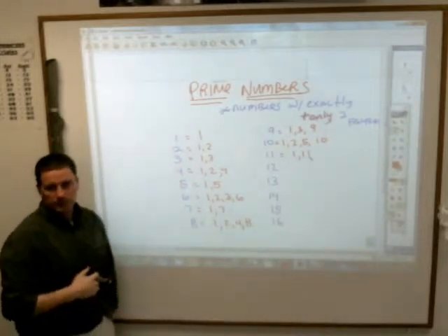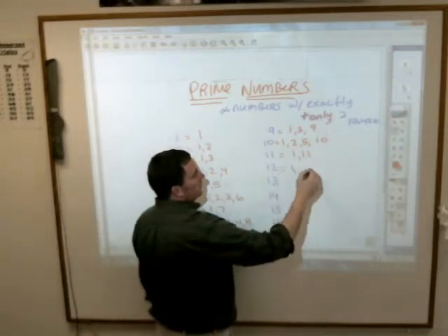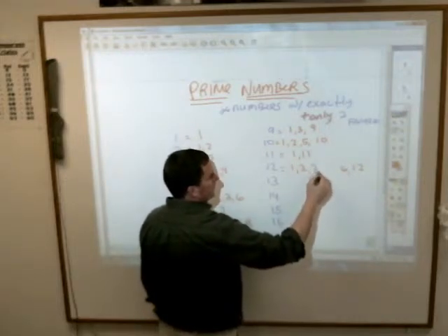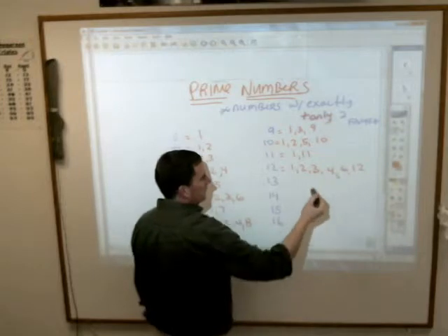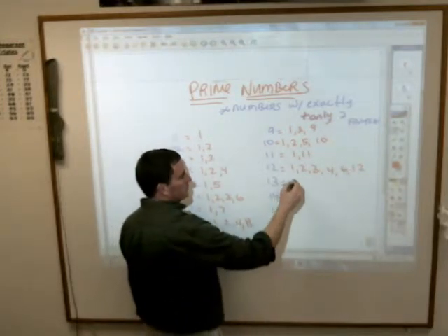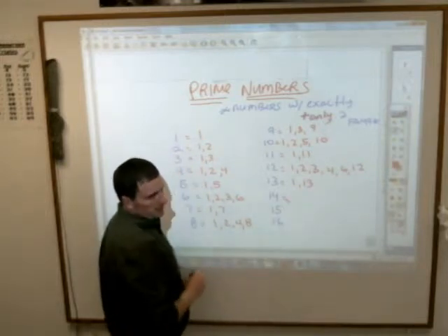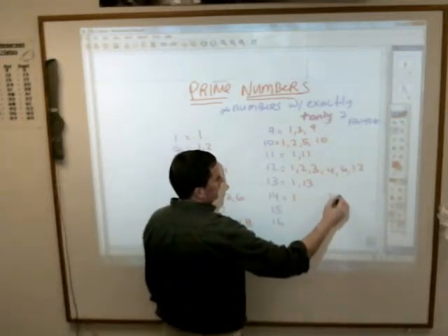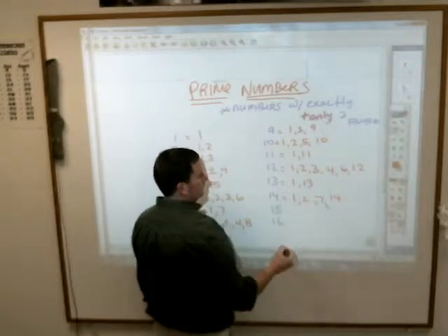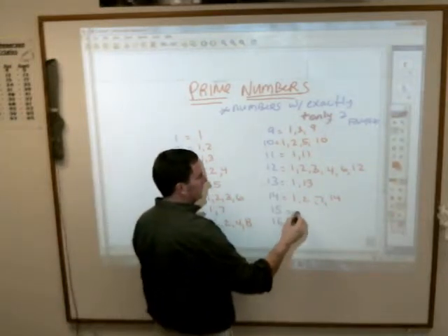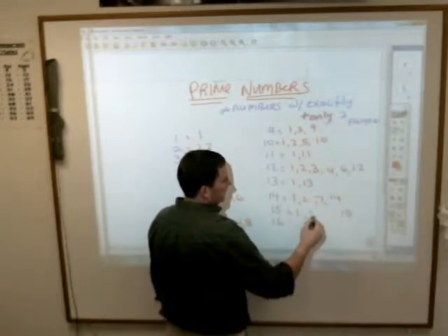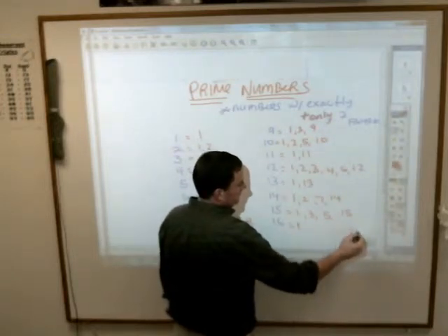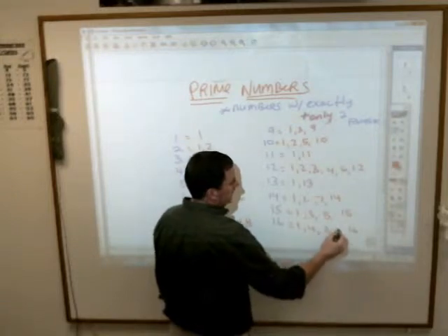Factors of 12. 12 has a bunch of factors. Let's start off with 1 and 12. What else gives you 12? 2 times 6 and 3 times 4. Factors of 13. Just 1 and 13. Factors of 14. Nick? 1 and 14. 2 and 7. Good. Factors of 15. I'll just write them down there. 1 times 15 and 3 times 5. And factors of 16. 1 times 16, 4 times 4, 2 times 8.